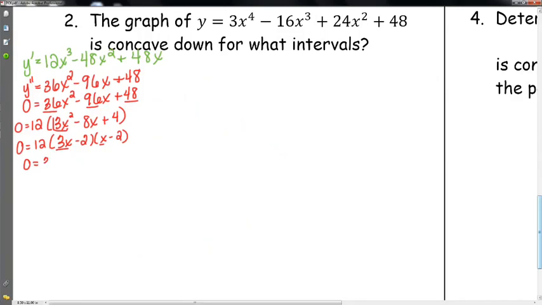So 0 is equal to 3x minus 2. I'm going to split up my factors. 0 is equal to x minus 2. In this case, x has to be 2. In this case, x has to be 2/3. Alright, from there we can use our sign chart.